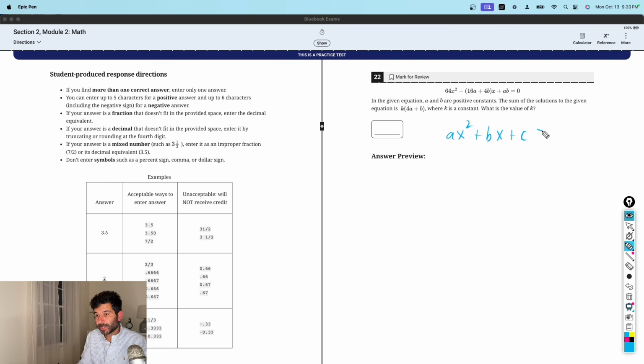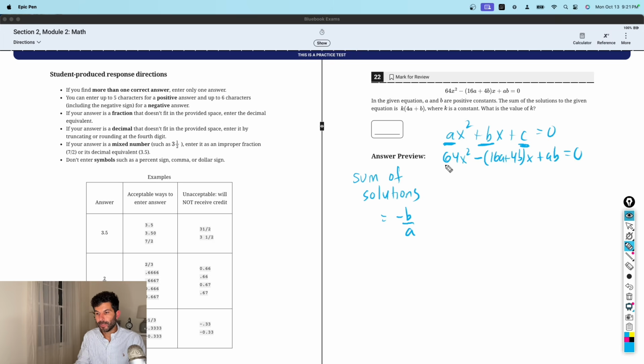ax squared plus bx plus c equals 0, and there's a really, really good formula that you should try to commit to memory for the sum of the solutions of a quadratic. The sum of solutions to a quadratic is equal to the opposite of b over a. This is a, of course, this is b, and this is c. So in this equation that was given to us, this is a, this whole thing is b, and this whole thing is c.